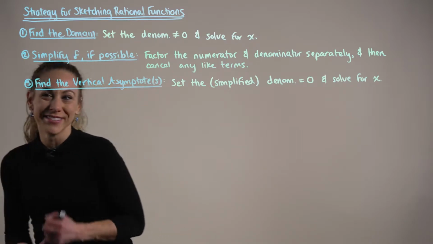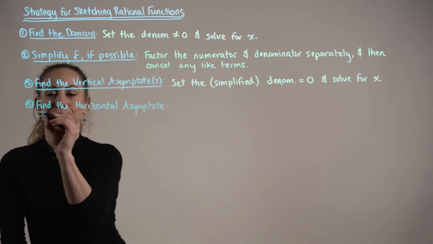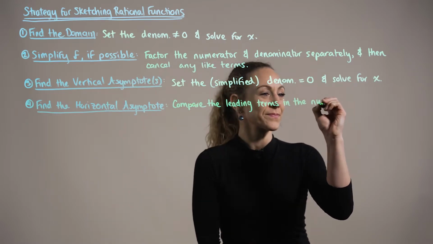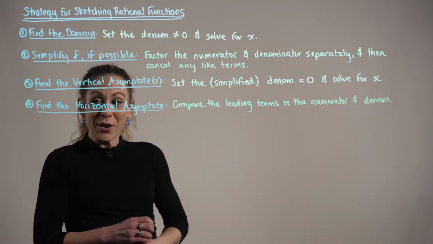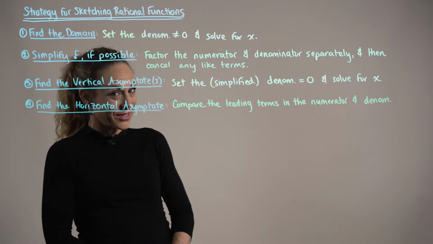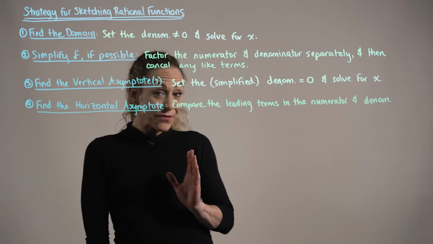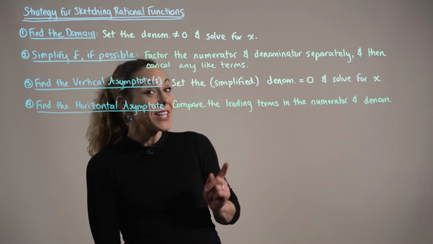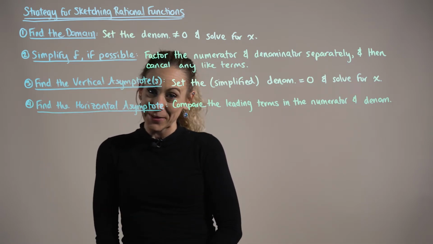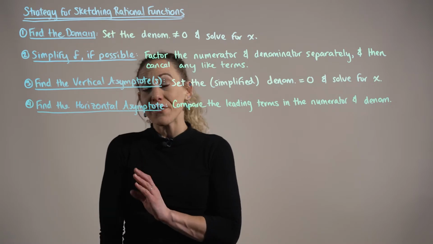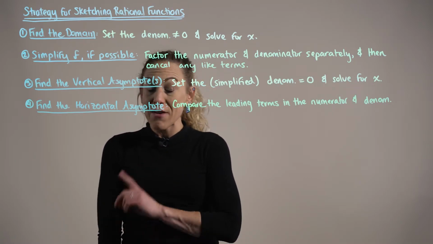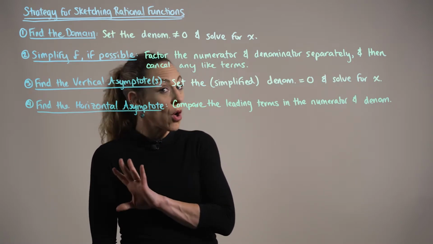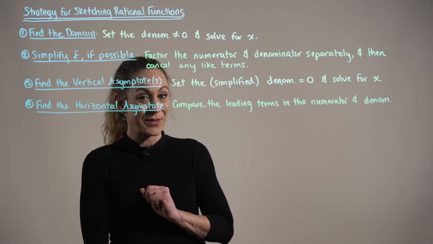Step 4. So in step 4, we want to find the horizontal asymptote. Now in order to find the horizontal asymptote, we're going to be comparing the leading term in the numerator to the leading term of the denominator.